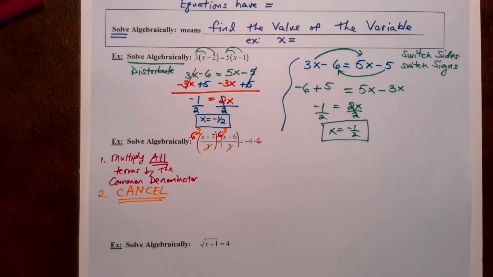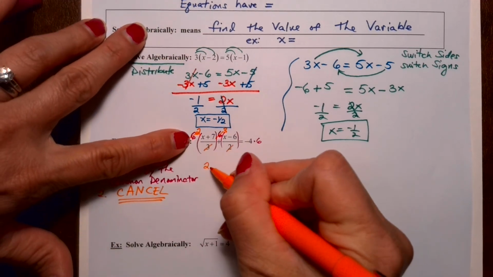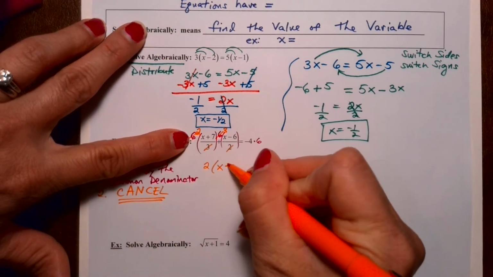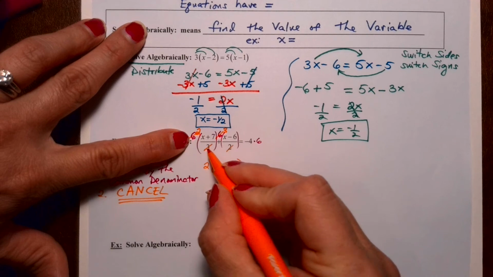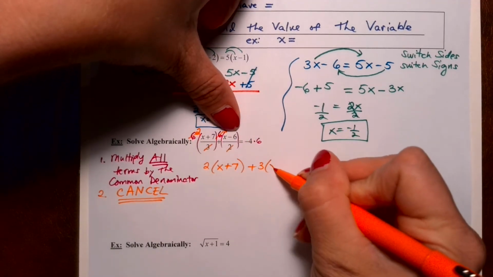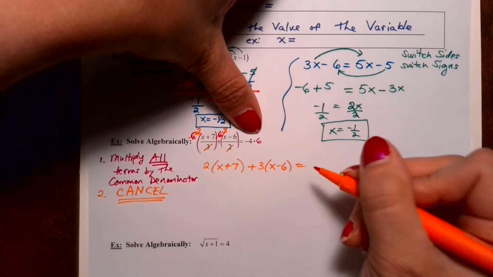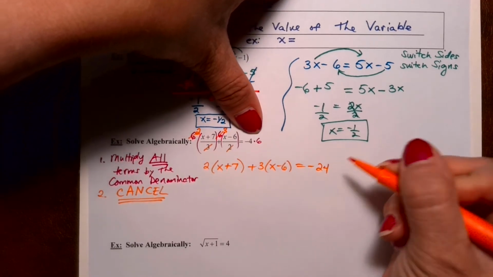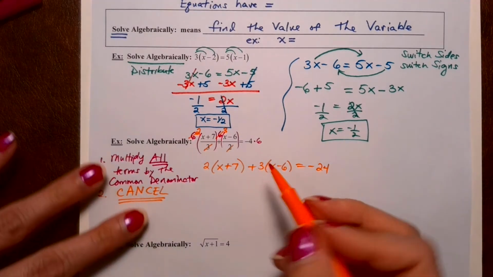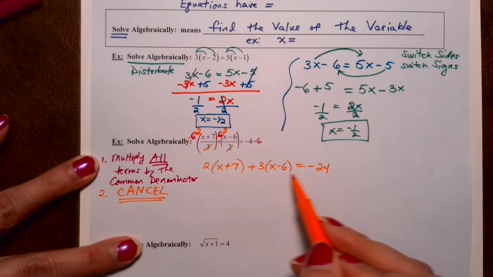Okay, so now what do we have here? We have a 2, and then we have the quantity x plus 7. We don't have a denominator anymore. Here we actually have a 3 and the quantity x minus 6. Now over here, that's a number and a number, so of course we're just going to multiply those. There's no denominator. So don't go distributing in a 6. We're going to cancel that out.